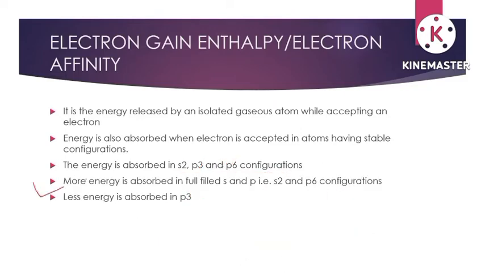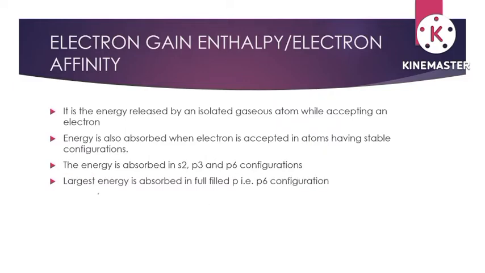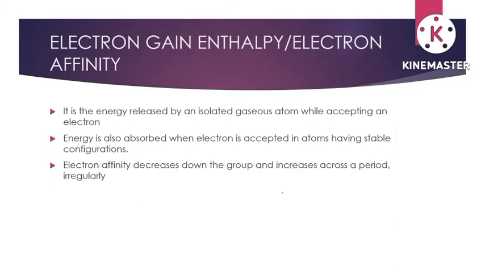Okay, understood. The largest energy is absorbed in fully filled p, that is p6 configuration, meaning s2 p6 configuration. Electron affinity decreases down the group and increases across a period. We all know this, and both of them are irregular.